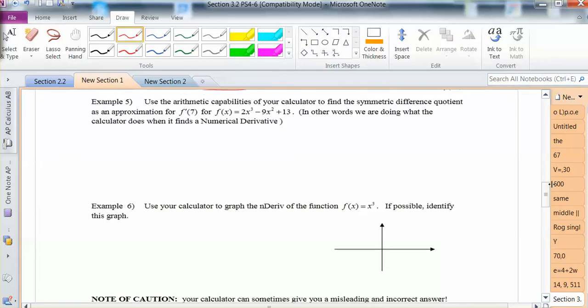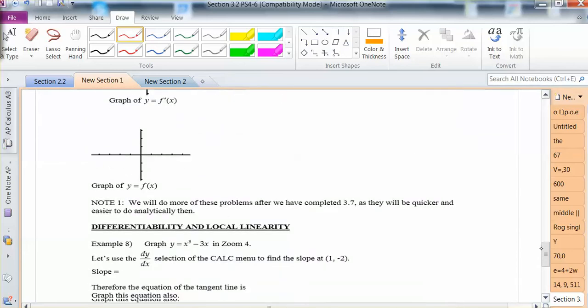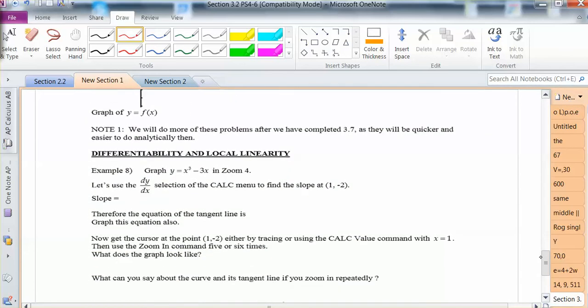So I will continue this video in a little bit, and we will go through examples 5 and 6, as well as 7, and then, of course, 8. And we'll stop the video at differentiability and local linearity.